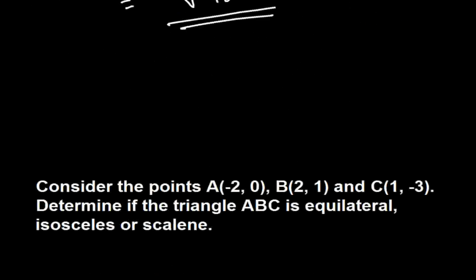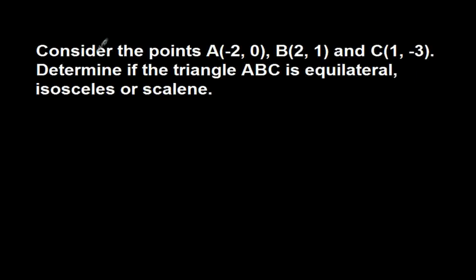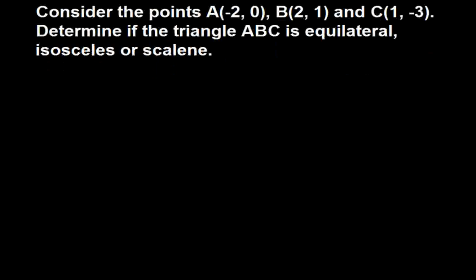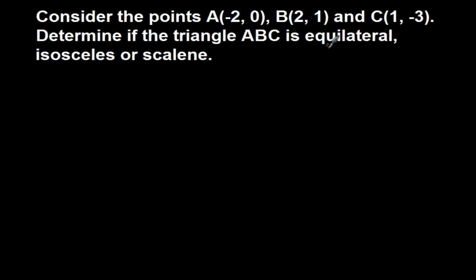Then we can look at the second example, which says: consider the points A, B, and C with their coordinates given. Determine if the triangle ABC is equilateral, isosceles, or scalene. Given our points, we know in equilateral triangles all sides are equal. Isosceles triangle, only 2 sides are equal. And scalene triangle, none of the sides is equal to the other.